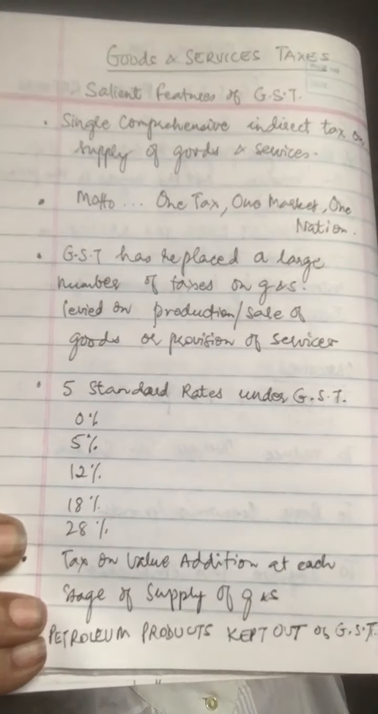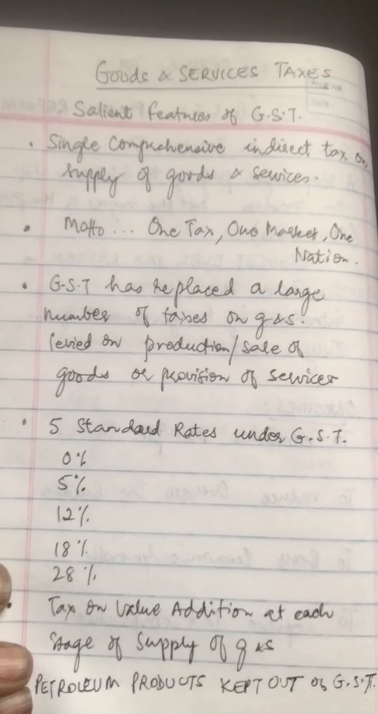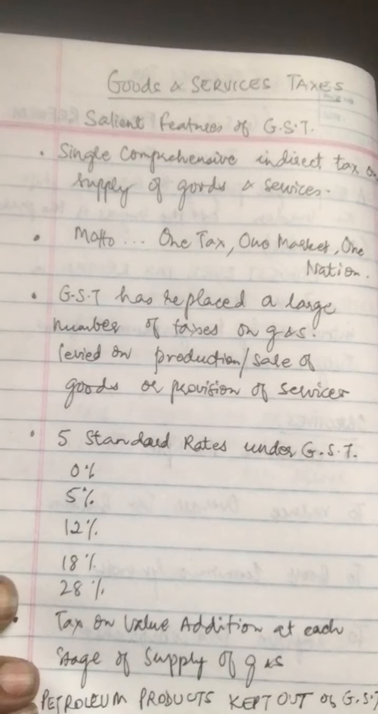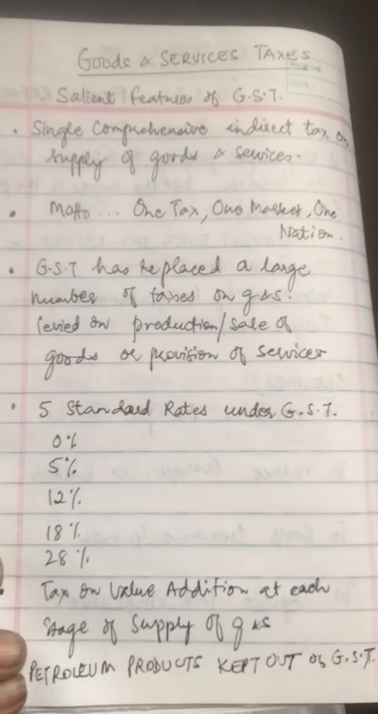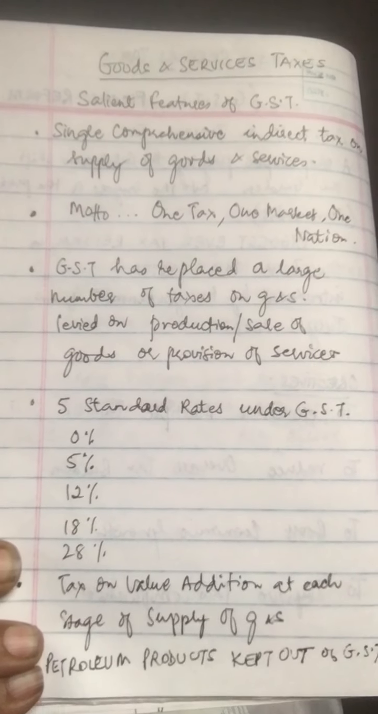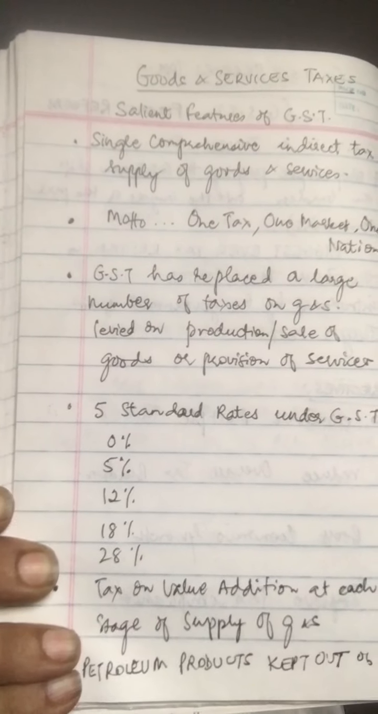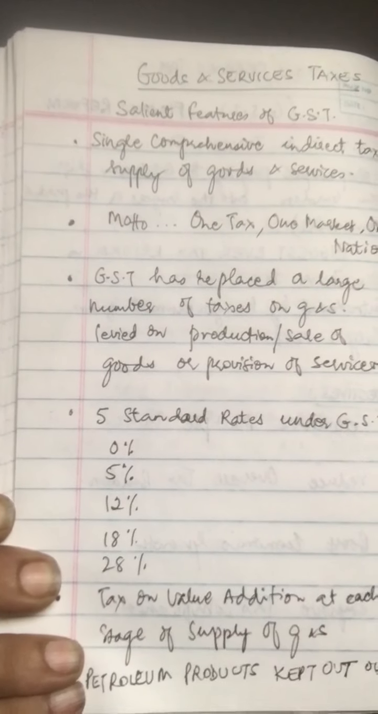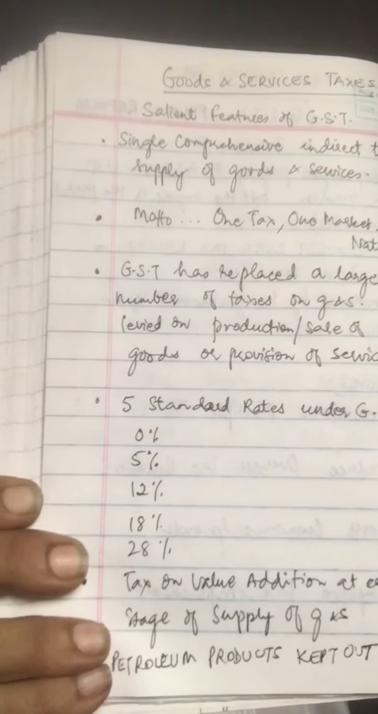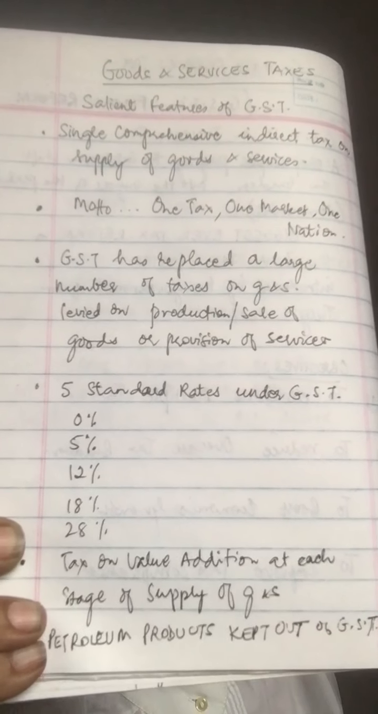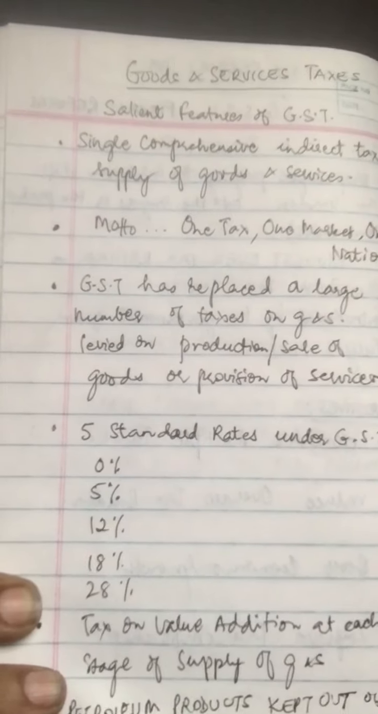So the salient features of GST are that it is a single comprehensive indirect tax on the supply of goods and services, and the motto is one tax, one market, one nation. And it has replaced a large number of taxes on goods and services levied on production or sale of goods or provision of services. And under this, there are 5 standard rates that are applied on the supply of goods and services across the country.